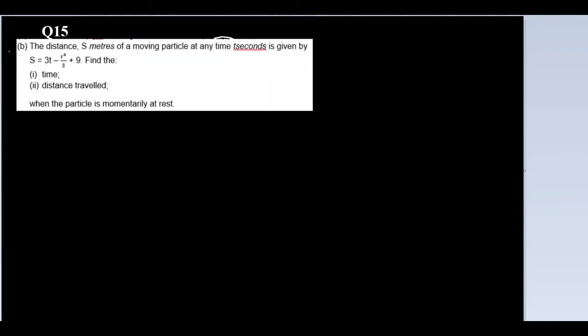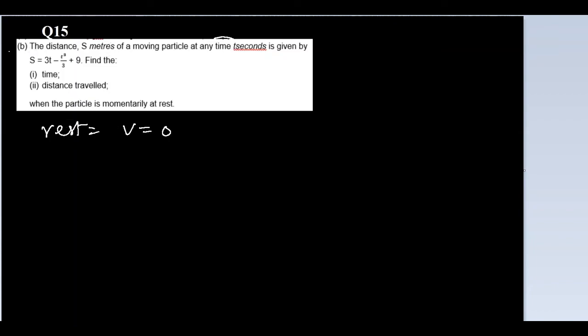Let's move on to the B part, which has nothing to do with vectors. It says that the distance s meters of a moving particle after t seconds is given by this. Since they're saying distance, we don't have to worry about the direction. All right. They're saying find the time. First part says find the time when the particle is momentarily at rest. So we should know at rest means the velocity is 0. But if you notice, the equation is not about velocity, it is the distance s. So we have to convert this to velocity first.